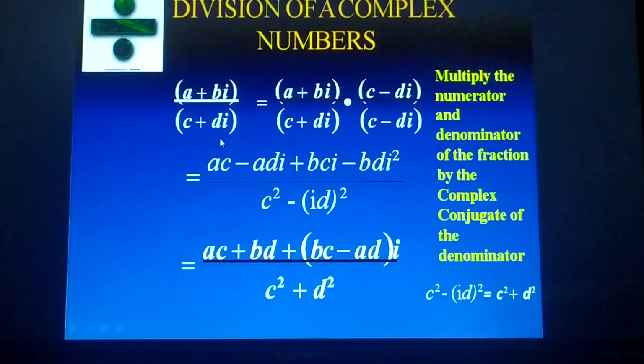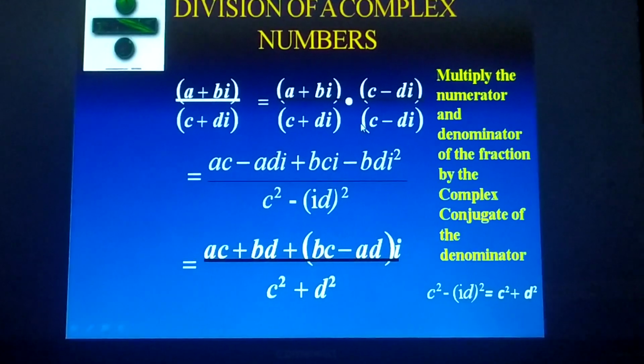c + di is the given complex number in the denominator. So what is the conjugate of c + di? It is c − di. So we multiply c − di in the numerator and in the denominator. See here, (a + bi) upon (c + di). We multiply by the conjugate of c + di, which is c − di, so we multiply here (c − di) upon (c − di).